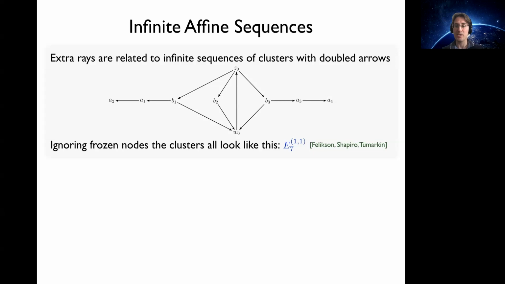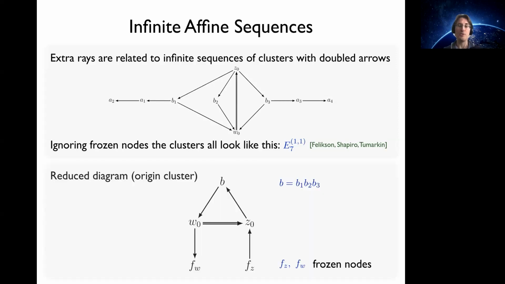And the clusters with doubled arrows all look like this if I delete the frozen nodes, or something related to this by mutating on the A's. So this picks this infinite cluster algebra out as an E7^(1,1) in the classification of Felix and Shapiro-Tumarkin. So it's an affine cluster algebra.